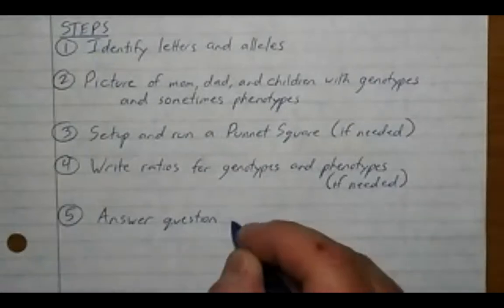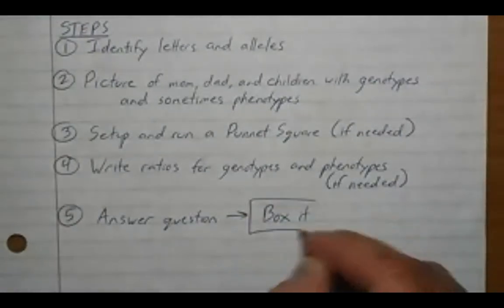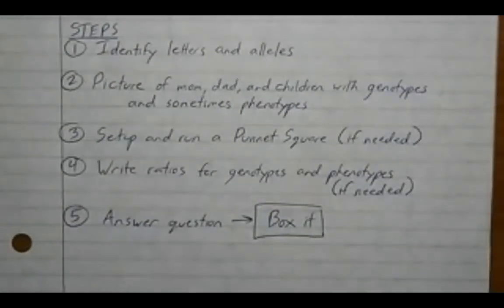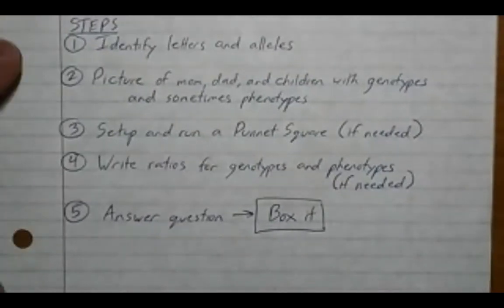And then what you do with that is usually you box it so that it's easy for me to say, yep, you got that answer right. Okay. So those are the 5 steps that we do when we're doing genetics problems. Okay, so let's jump into our first genetics problem.